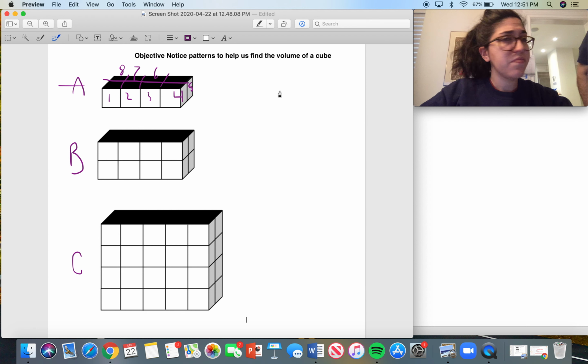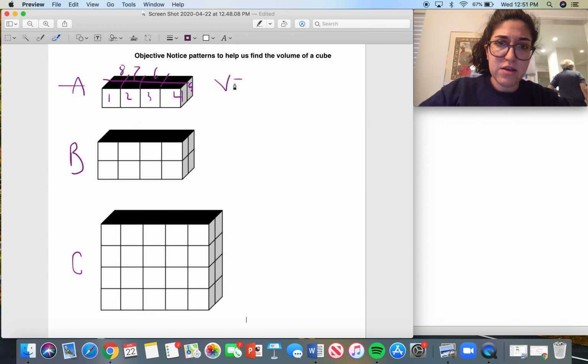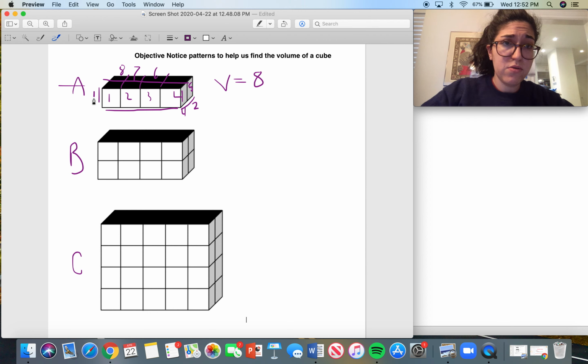So the volume is going to be 8 for structure A. Now I also just want to point out really quickly, back to A, going across, the length is 4, right? Let me put this a little bit up so we don't get it confused with B. The width is 2, and the height is 1, right?